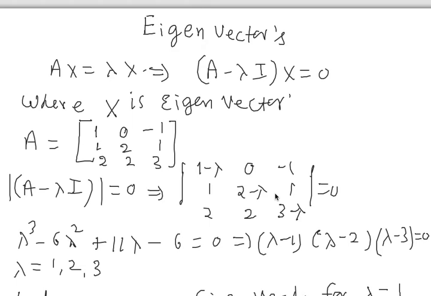Students, today we will find the eigenvector corresponding to the eigenvalues. We have already found the eigenvalues of the matrix, and the equation for the eigenvalue is Ax equal to lambda x, which gives (A minus lambda I) times x equal to 0. That is the matrix equation.